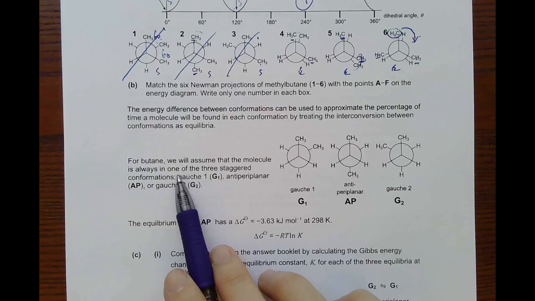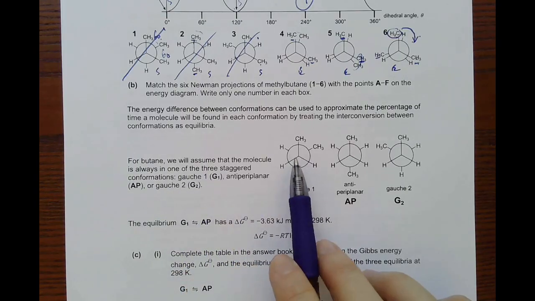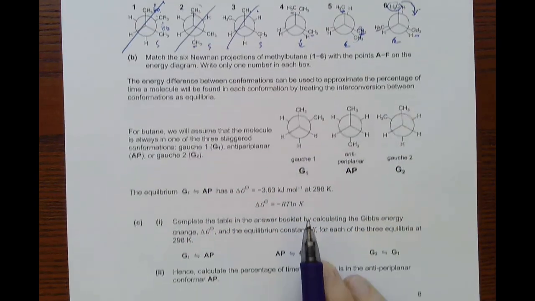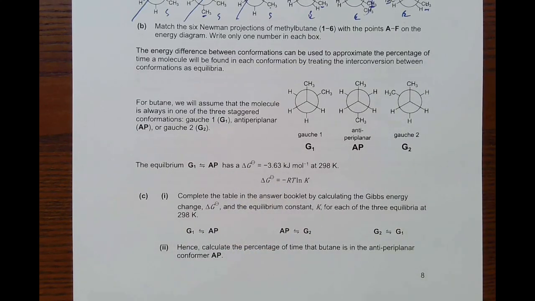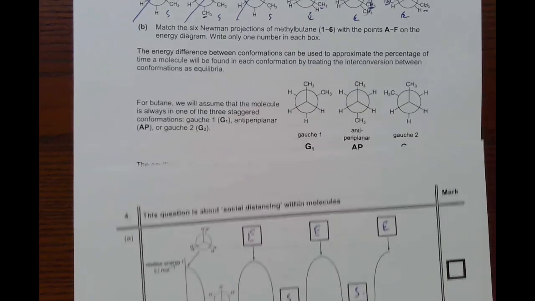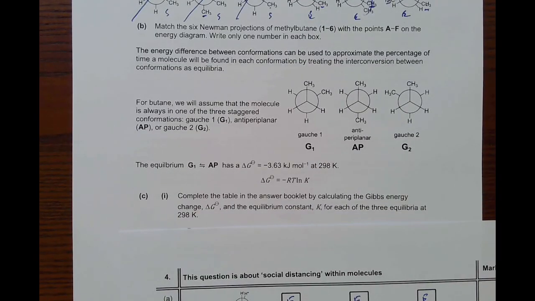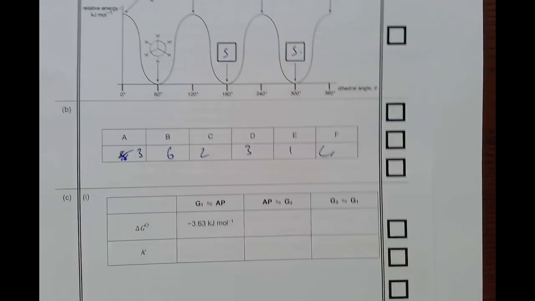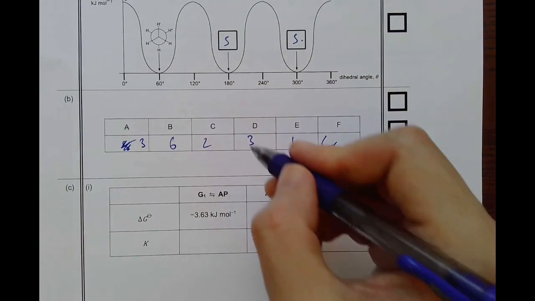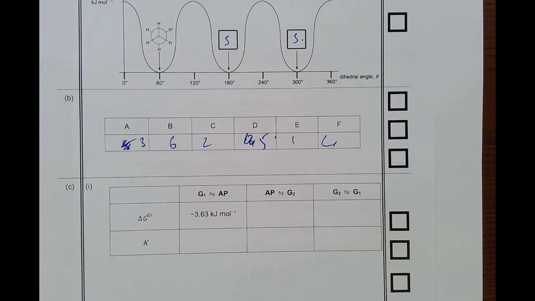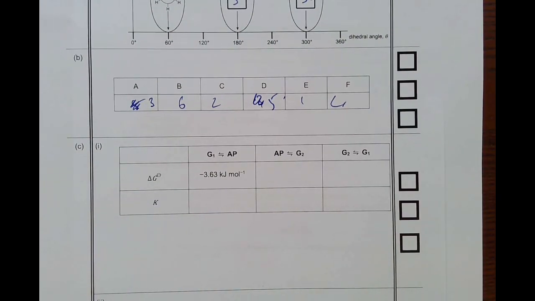For butane, we're going to assume that the molecule is always in one of 3 staggered conformations. We've got gauche 1, antiperiplanar, and gauche 2. The equilibrium has a delta G of this. Complete the table in the answer booklet. So, let me just complete my table. No, sorry, this was 3, 6, 2, 3, 1, 4. Right, now off screen. Sorry, can't read my own handwriting. 5, 1, 4. Okay, so now we've got to fill in this table.